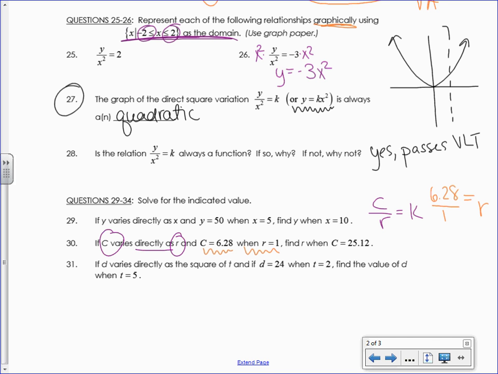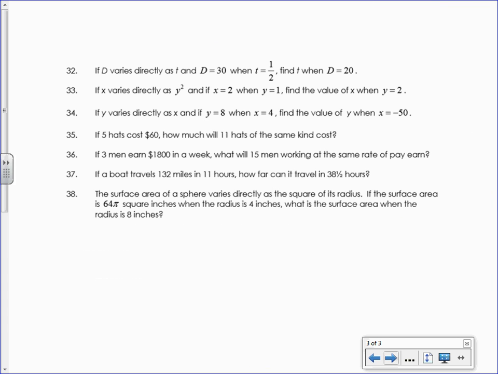I want to find R when C is equal to 25.12. So I can go ahead and cross multiply. Remember, direct, divide, we set up our proportions. Divide both sides by 6.28. And I get R is equal to... Let me turn my calculator on. 4. So R is equal to 4. Bueno, bueno. On to the next one.